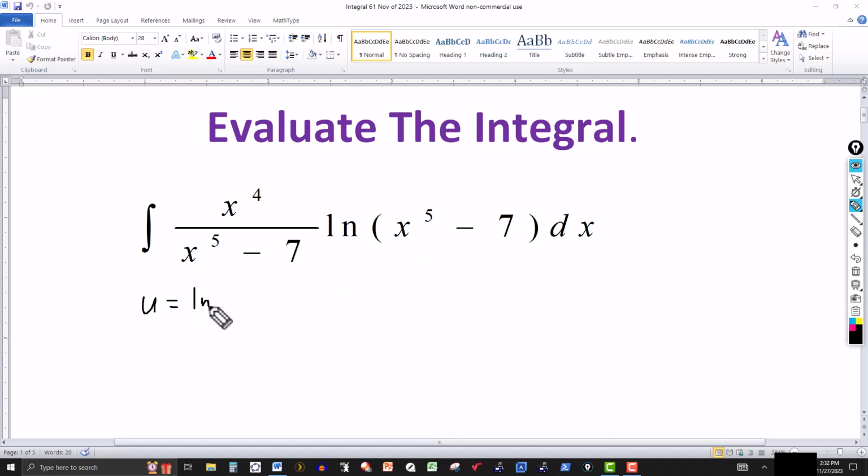So I get u will equal ln of x to the fifth minus 7. I'm taking the derivative of that.